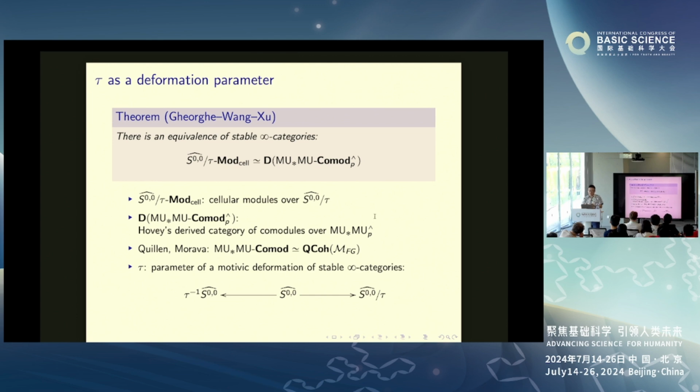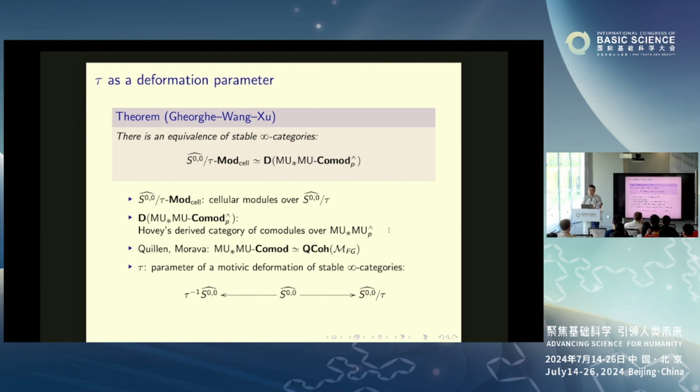So one way to think about this theorem is the following. We can view this element tau as a parameter of a deformation in the category sense. In the middle is the motivic category. If we invert tau, that's the classical stable homotopy category as the generic fiber. And if we mod out by tau, as the special fiber, this is well known, at least in algebraic topology, as the derived category of some abelian category, which is purely algebraic.